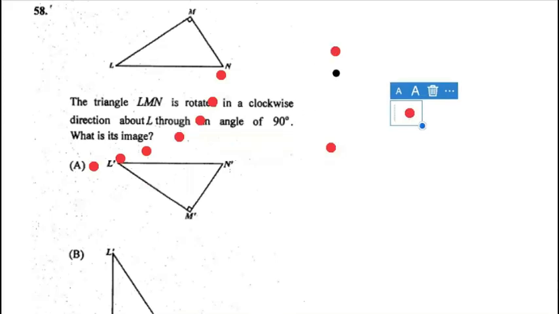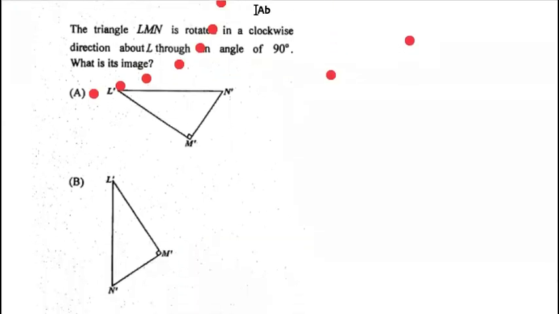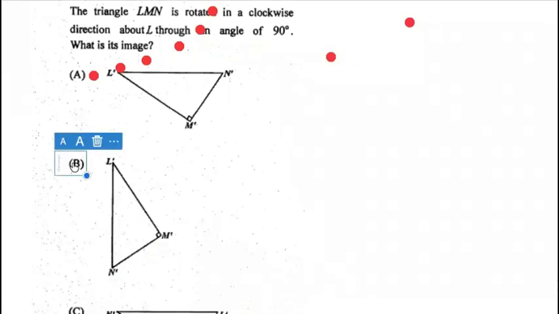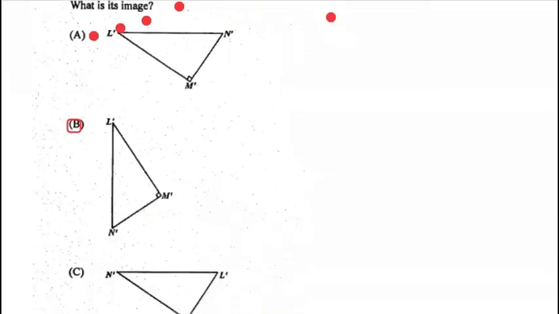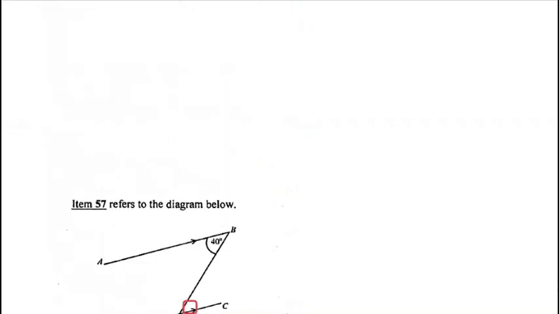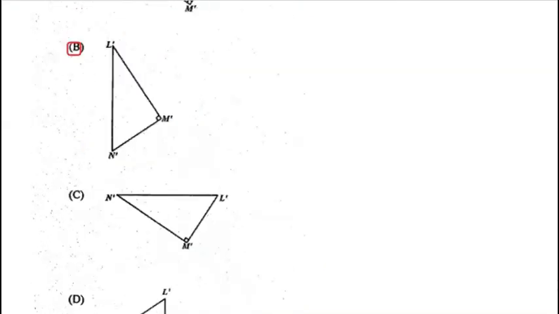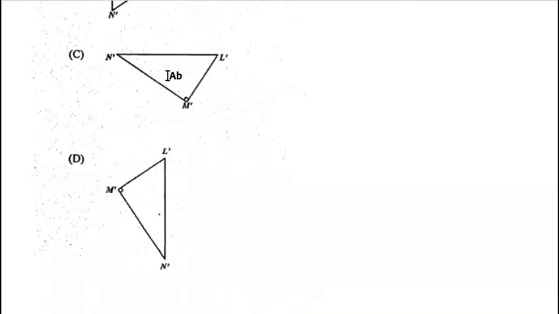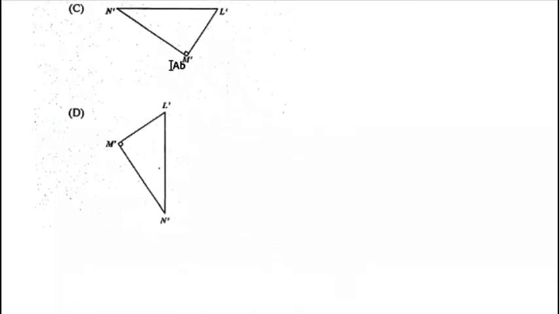So we're looking for a triangle that is representative of this, and A is definitely not the answer. B is our answer. If we look at the others, this one switches the point L, and remember the question stated that it is rotated about the point L, so L should remain stationary. That is also the same for D. So our answer remains as B.